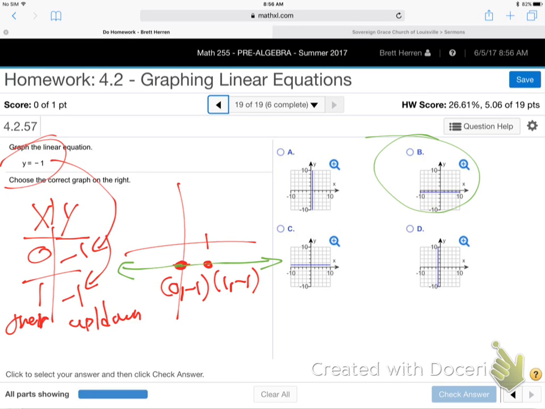So like we said, when you only got y, you got a flat line. When you only got x, you got a vertical line. If you have both letters, you have some slant.